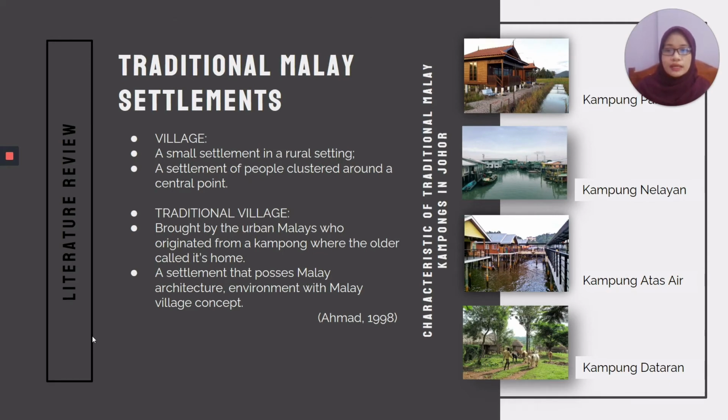To highlight the literature review part, we will discuss two keywords: the first is traditional Malay settlement, and the next is rural landscape character. Traditional Malay settlement can be categorized with the definition of village, which is defined as a small settlement in a rural setting.